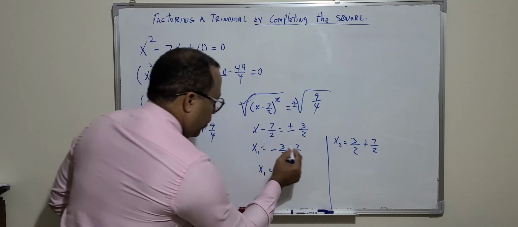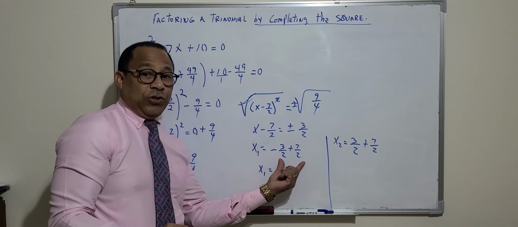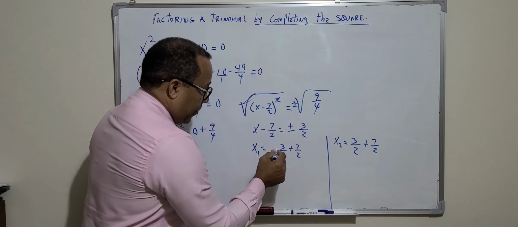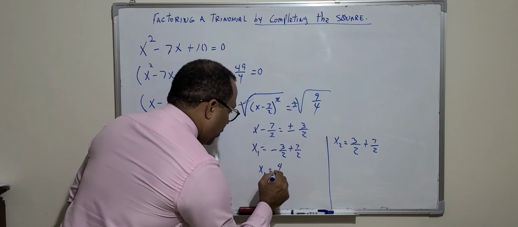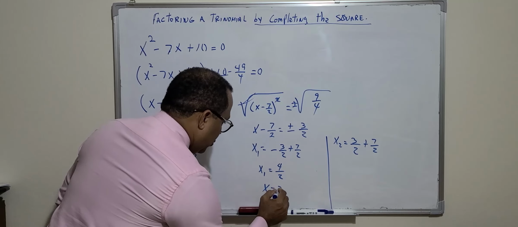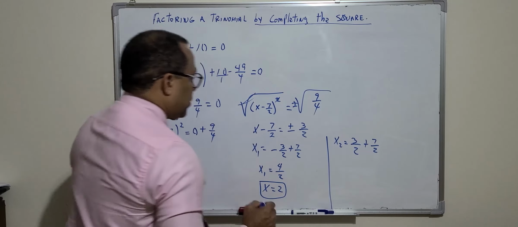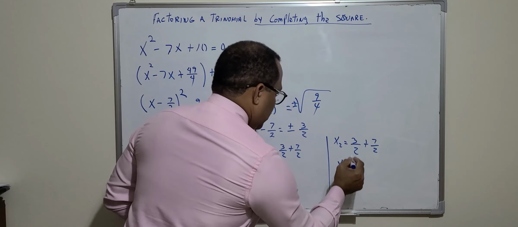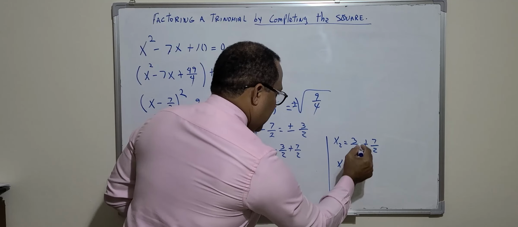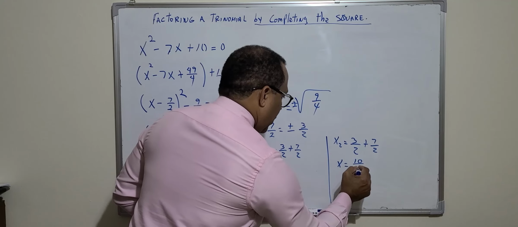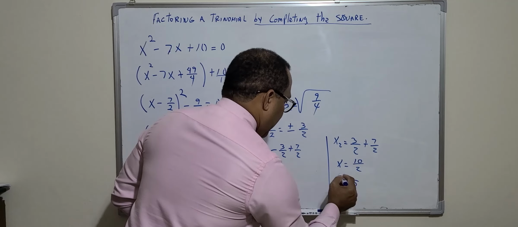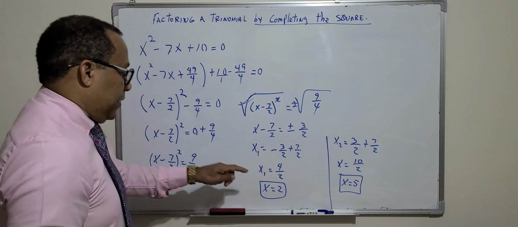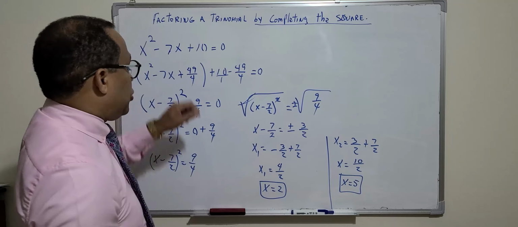X1 equals 2. Since we have the same denominators, I may say negative 3 plus 7, which is positive 4 over 2. So x equals 2. First solution. And then the second solution is x equals, same denominators, 3 plus 7 is 10 over 2. So x equals 5. These are the solutions for this equation.